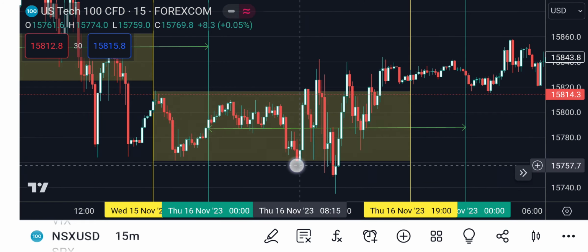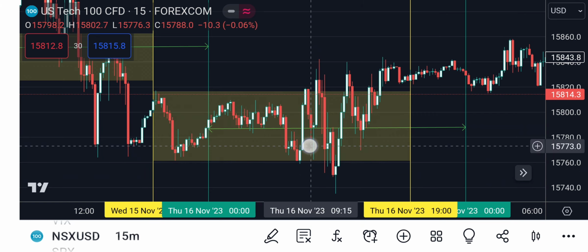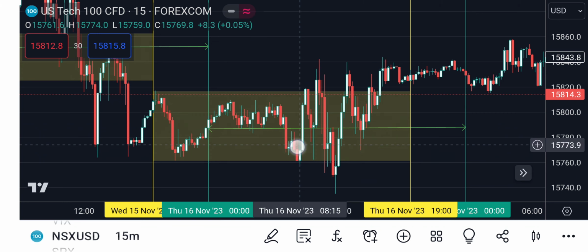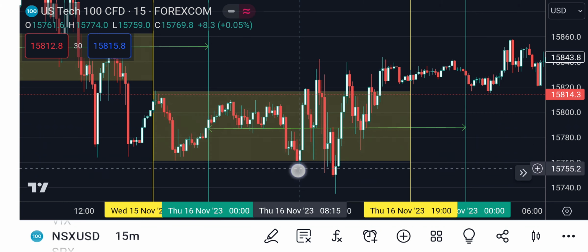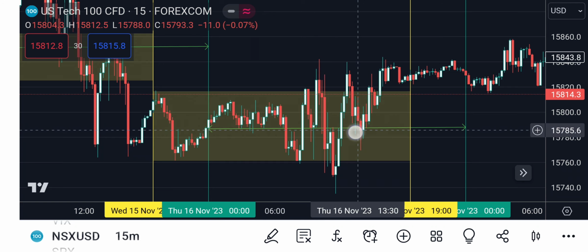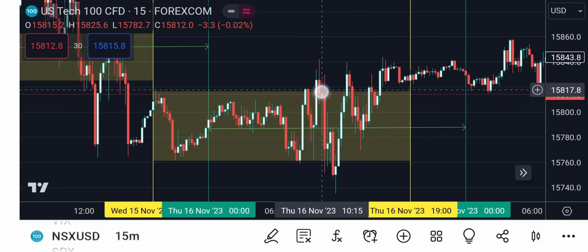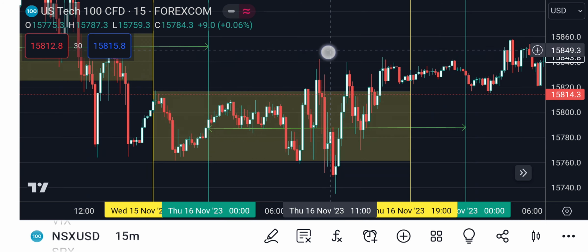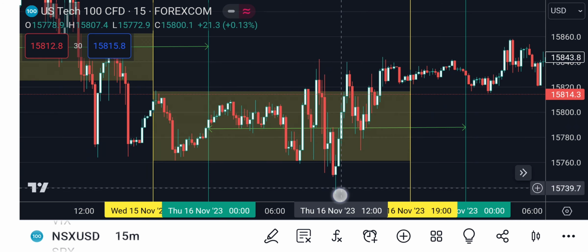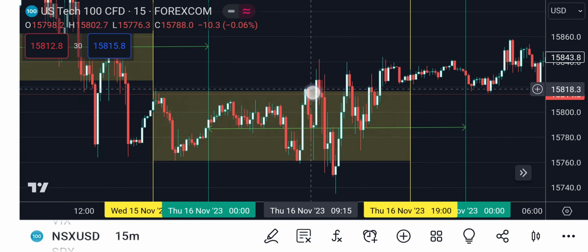So it breaks out here. Immediately after it breaks out, it goes back inside. So this is where I say from this point you can enter the trade as a seller, right? But look at what it does here. It drags you inside, comes back, drags you inside again, then it goes out. Which is why I like taking the trade outside the range.